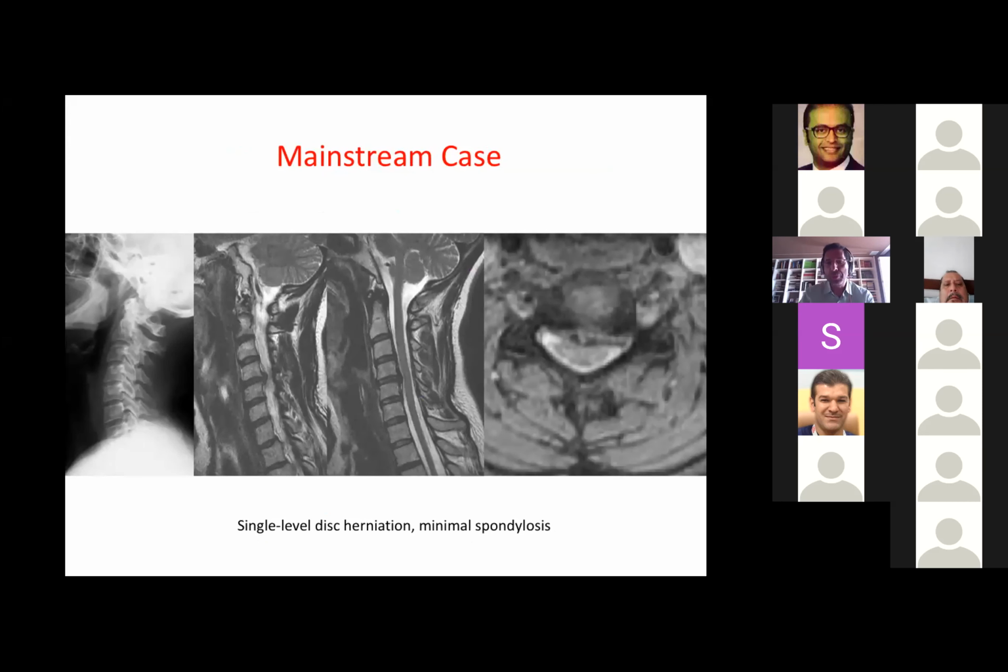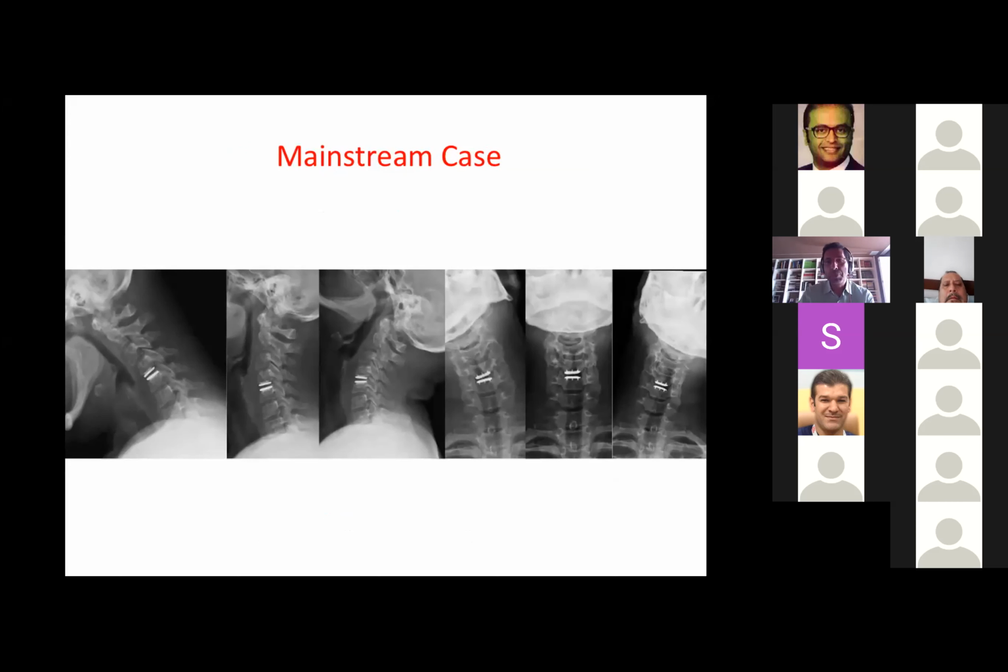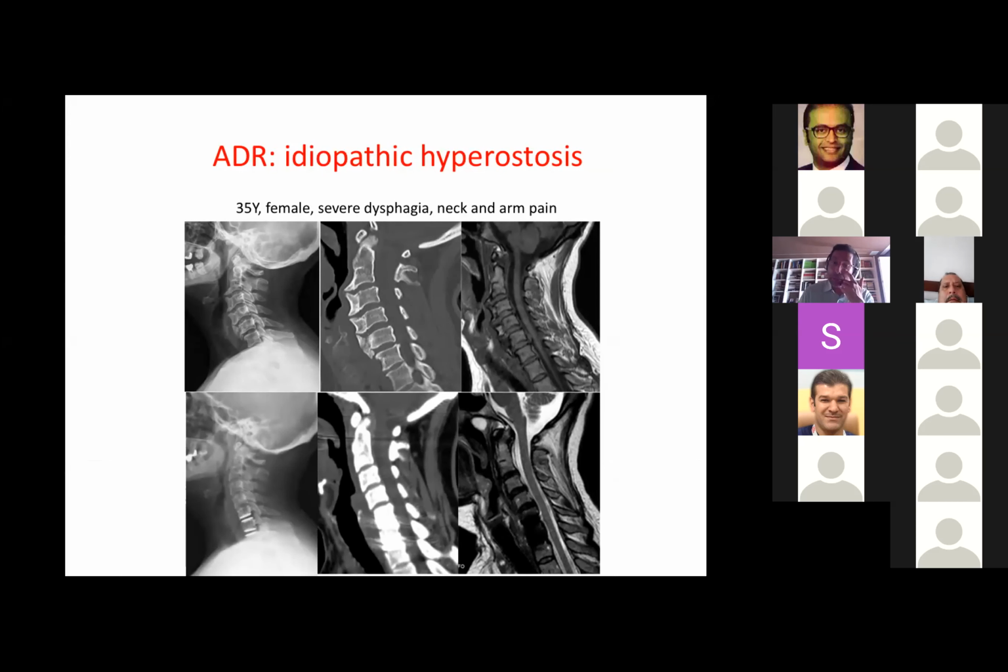This is a mainstream case that you see here, a good indication, minimal spondylosis, a mainstream case. You know, I had this case with idiopathic hyperostosis in a young patient with this herniation and big dysphagia caused by the anterior osteophytes.